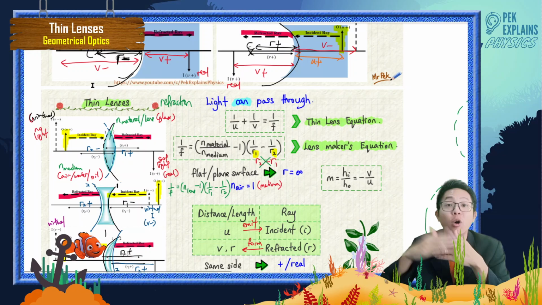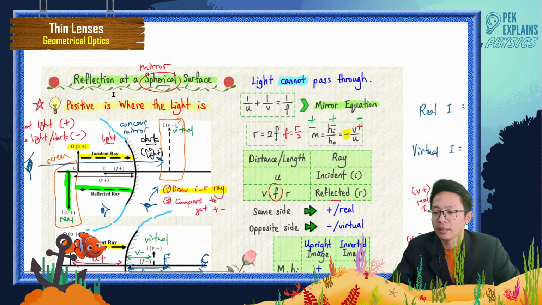Concave mirror becomes like convex lens. And convex mirror becomes like concave lens. That's what I can say. We will learn more about this later on.